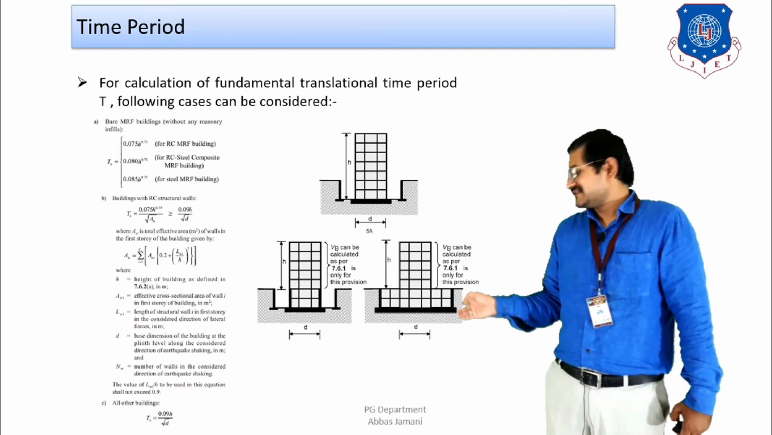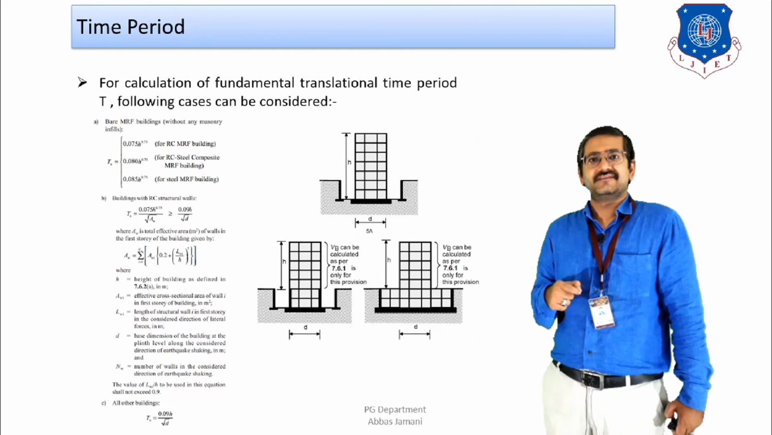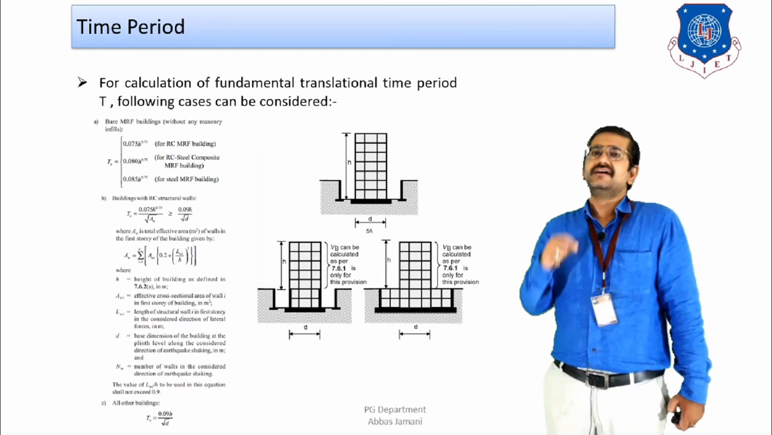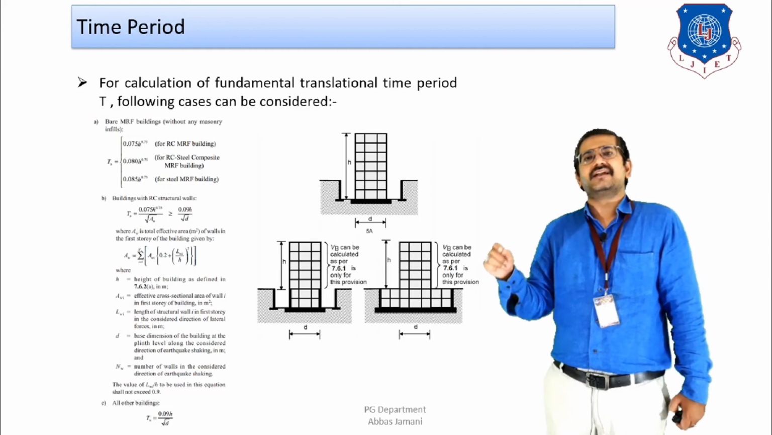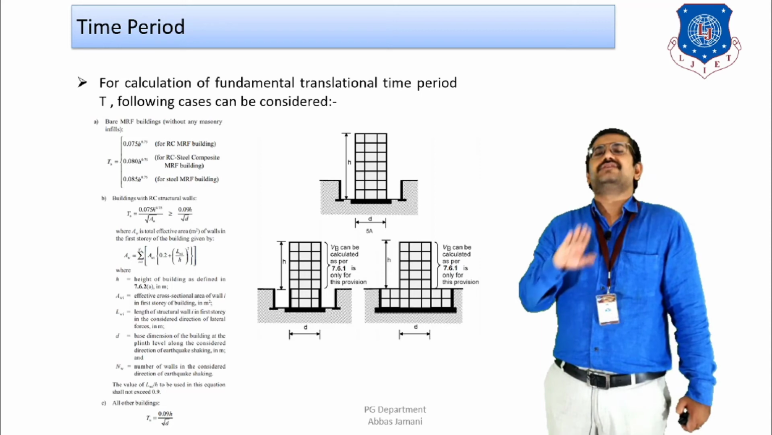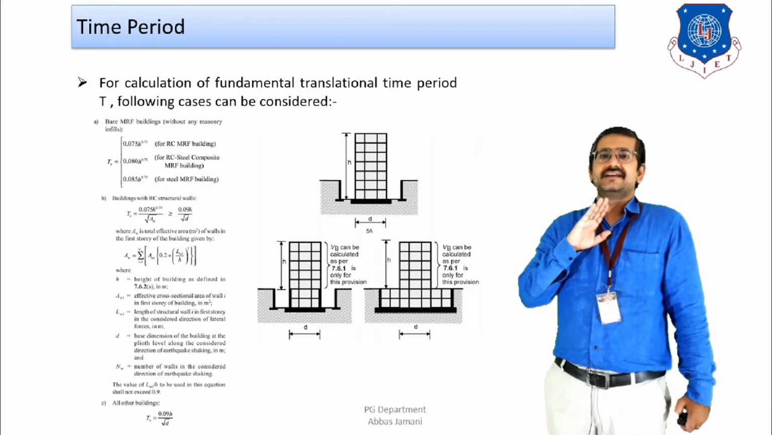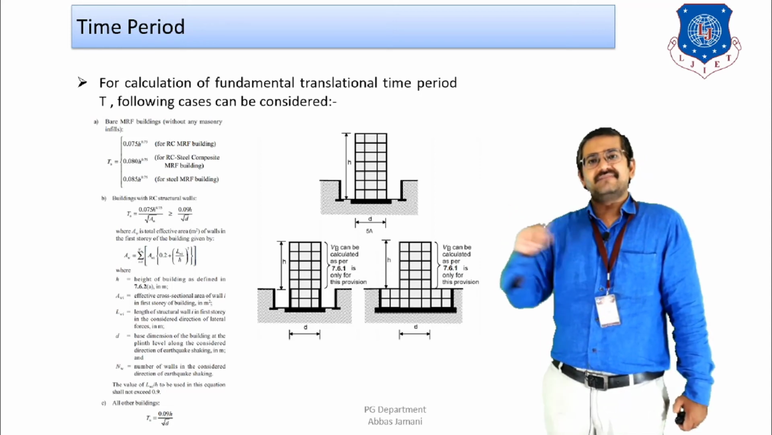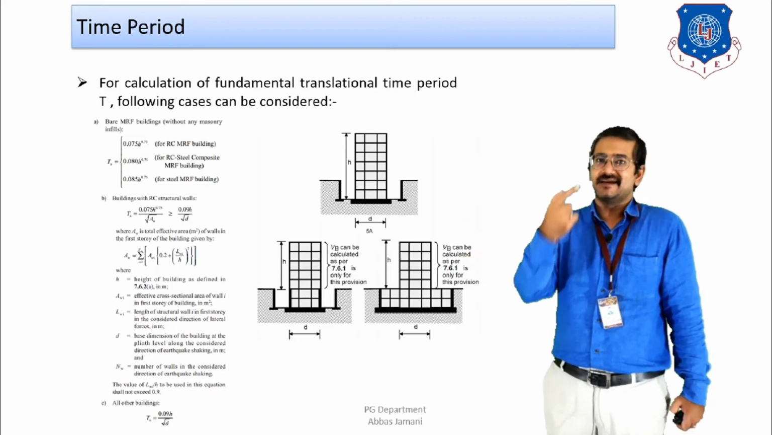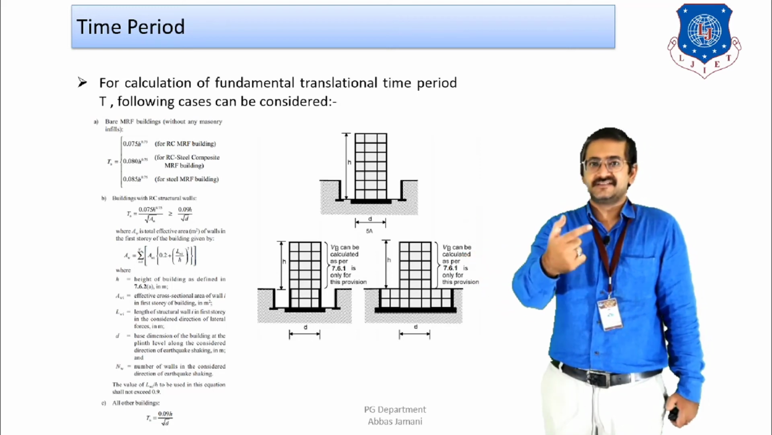And lastly, the third category is for general buildings where the value is 0.09 h under root of d, where h is the height of the building and d is the maximum lateral dimension of the building in the direction in which the earthquake is being considered. That is, if you are going to calculate the time period in x direction, then the maximum dimension available of the building in x direction should be considered. If you are considering y direction, then the maximum lateral dimension available in y direction has to be considered.